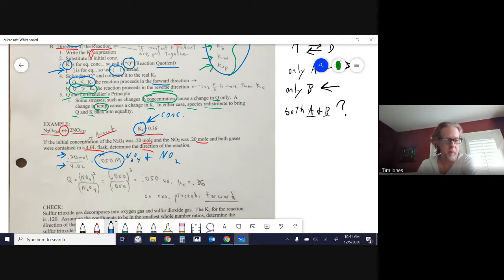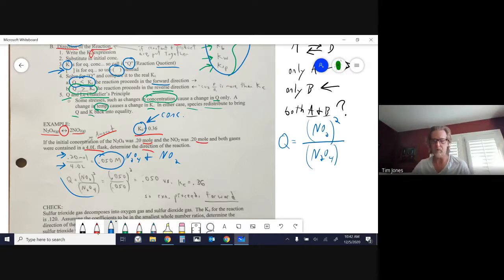When you go to write your Q expression here, it's just like a K. Just call it Q because we don't know where we're at. Products over reactants. The product is NO2. Put the coefficient as an exponent and then N2O4. It has a coefficient of 1, so I'm just not going to write anything. Difference here is that this means we don't know where we're at. We don't know if it's at equilibrium or not. And then the brackets are replaced by parentheses because brackets technically mean you're at equilibrium.